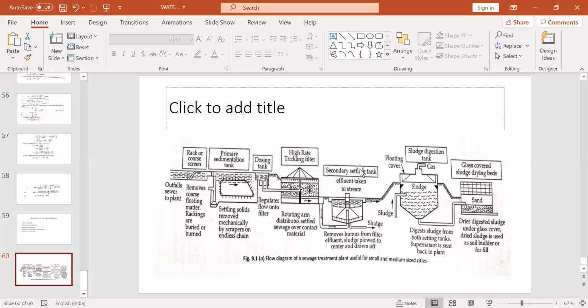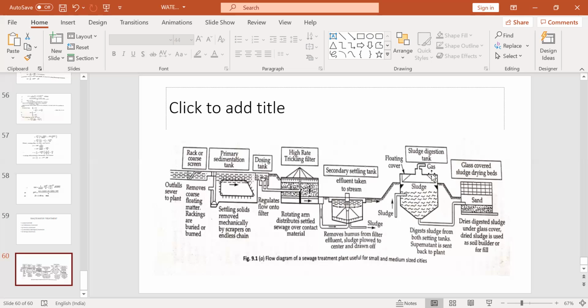Again, secondary sedimentation takes over. This removes humus from the filter effluent; sludge is ploughed to the center and drawn off. Now from here, the sludge is drawn off. After the secondary settling tank, this sludge is taken and allowed to digest. That means thickening of the sludge will occur.